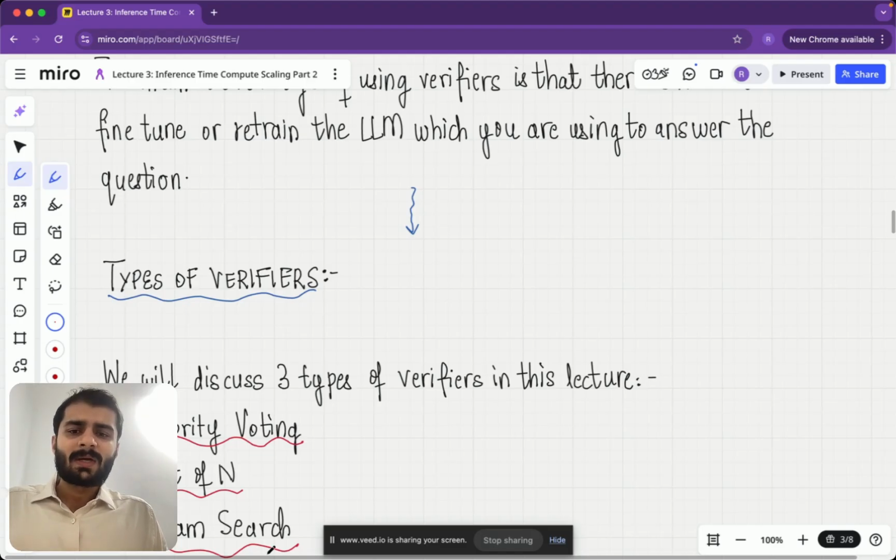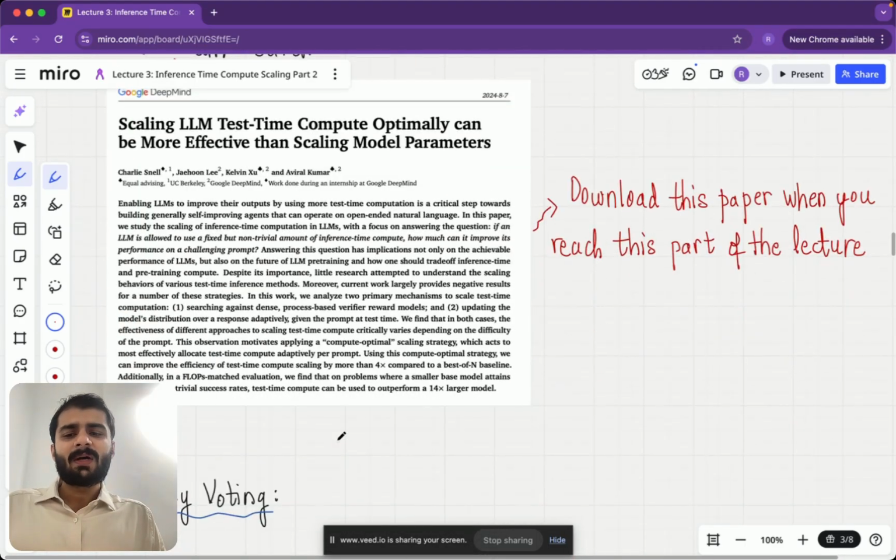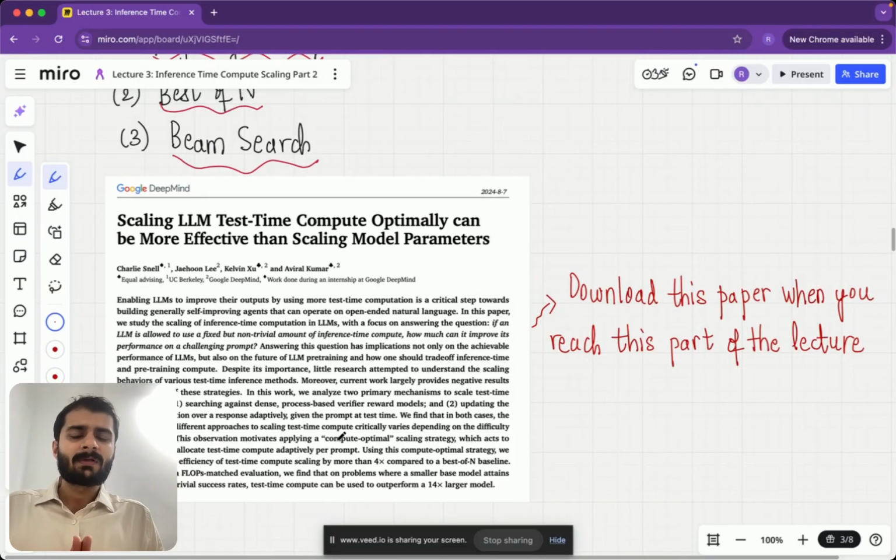Okay, so the first one, let's look at it. The first type of verifier is called majority voting. And before we go ahead, I want all of you to download this paper, which I have enjoyed thoroughly. There might be some aspects of this paper which you do not understand, but if you have gone through the first three lectures, I hope you will understand some aspects of this paper and really appreciate this paper because this paper specifically discusses test time compute. So you will be able to understand the theory which has been outlined in this paper.